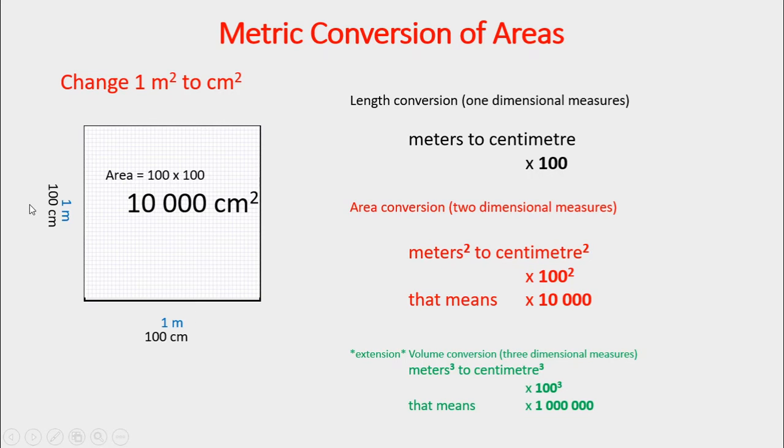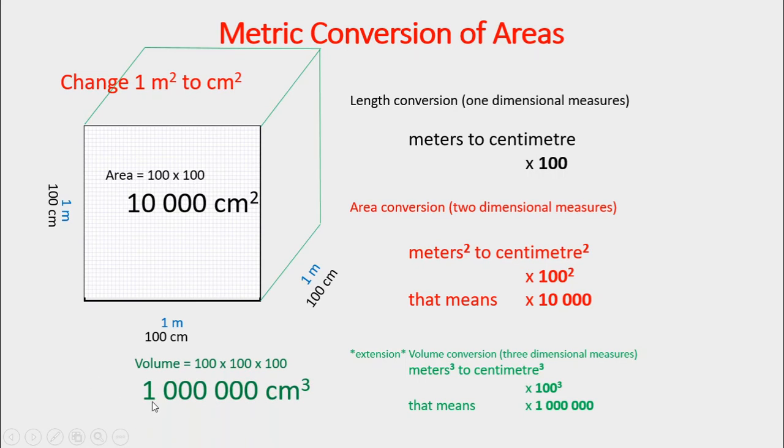I need to multiply this length by 100, I need to multiply this width by 100, and I also need to multiply this depth by 100. So 100 times 100 times 100 is going to give me a volume of 1,000,000 centimeters cubed. That's 2 zeros for 100, 2 zeros for another 100, and 2 zeros for the third 100. So that's 6 zeros altogether, 1,000,000.